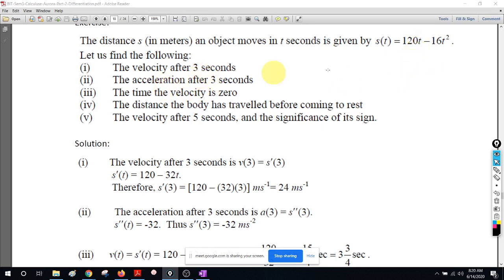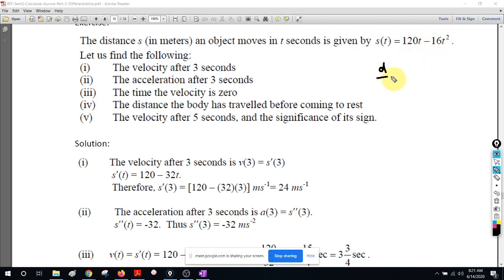Then substitute 3 in, not here. If you substitute 3 here, what you get is the displacement after 3 seconds, right? But if you want to find the velocity, you find the derivative of this and substitute 3 there. So what is the first step? We have s(t) equal to 120t minus 16t squared.